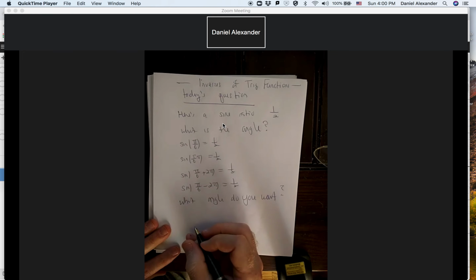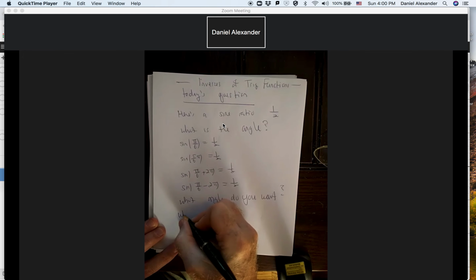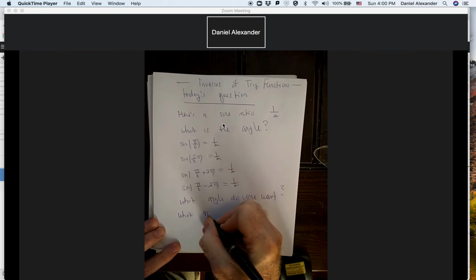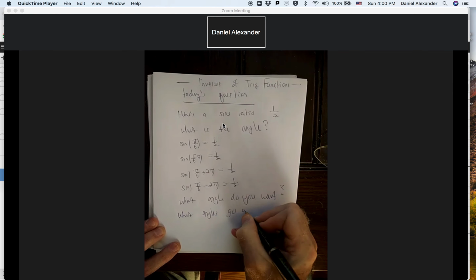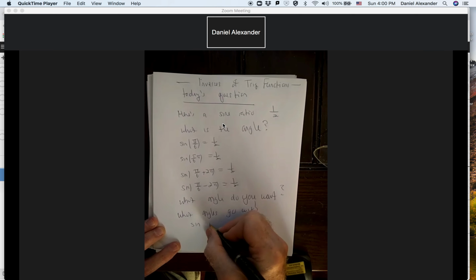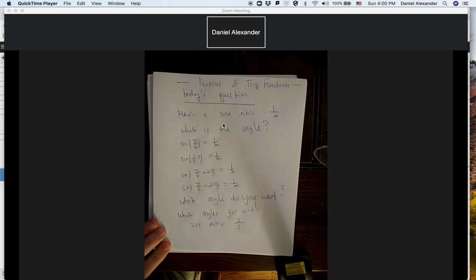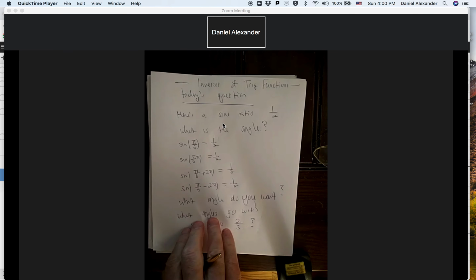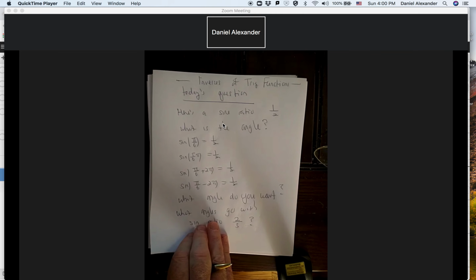And imagine I give you, so you may know that for 1/2, but what if I said, what angle, or what angles, because there's more than one, go with a sine ratio equaling 2/3? Now that's not one of the common ones, so we wouldn't know that. So we're going to come back to that question. But first I want to go into the theory about this. So this is going to be a theory video.